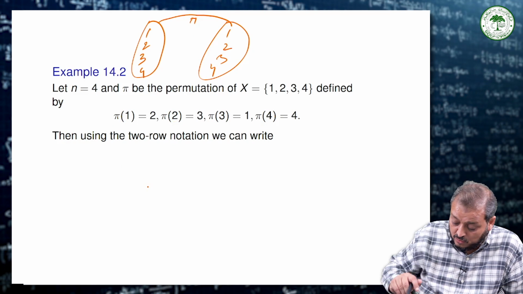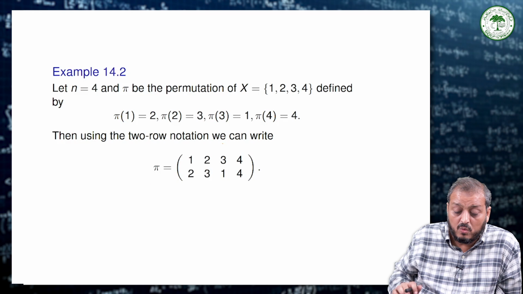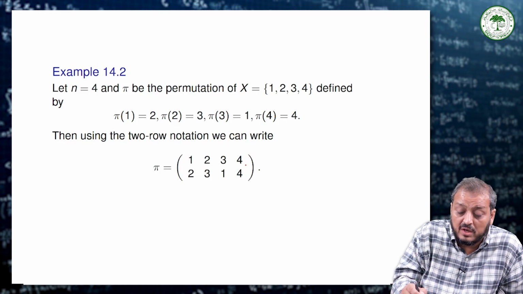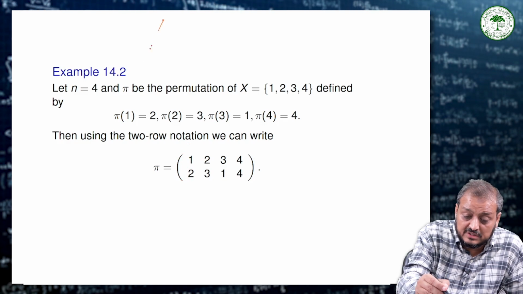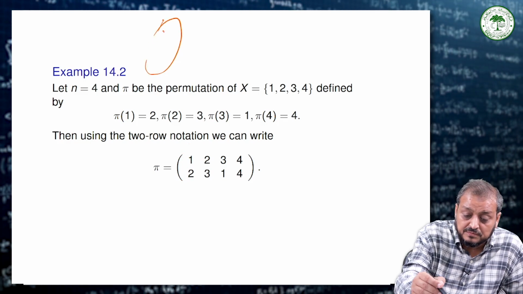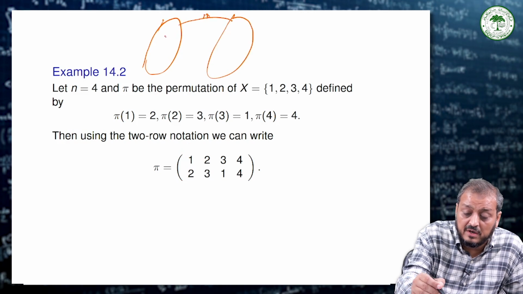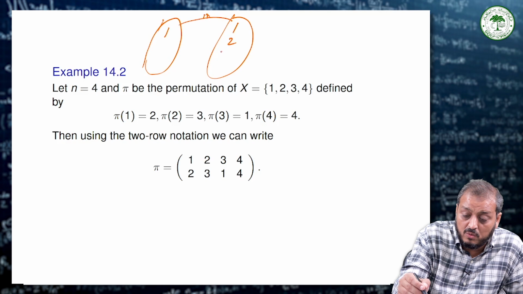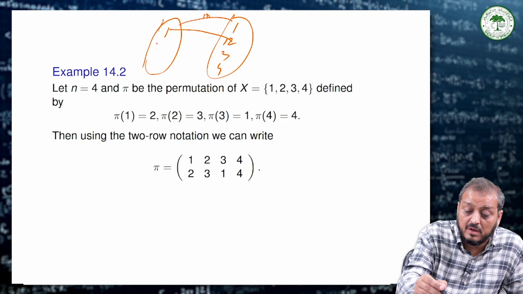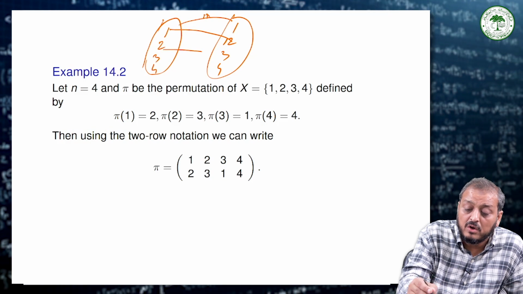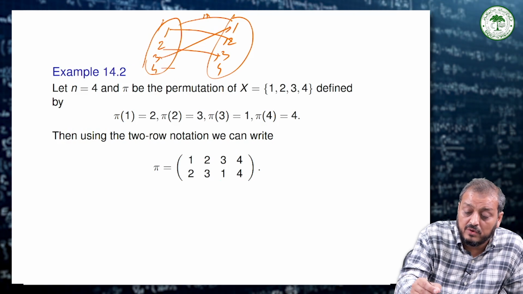Now, using the two row notation, in the first row we write 1, 2, 3, 4, and below it the images: 1 goes to 2, 2 goes to 3, 3 goes to 1, and 4 goes to 4.